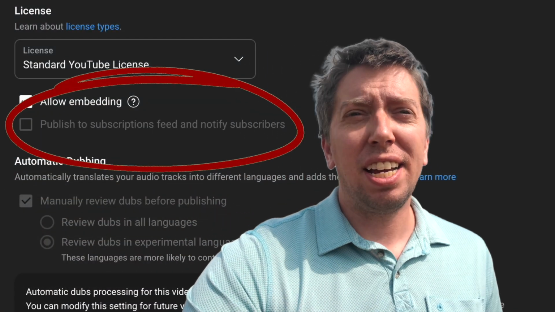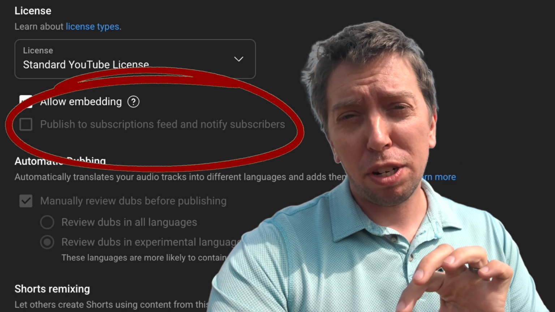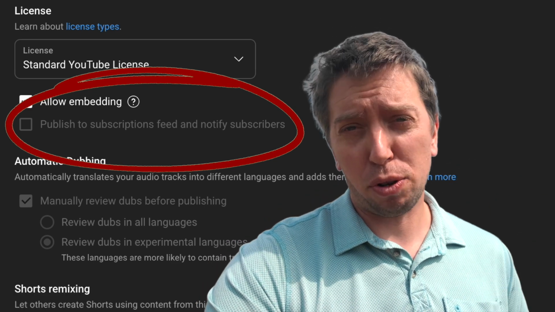And so if this is the case for you, here is the setting that is the most important one and why. And it's this setting right here. It's the one that says publish to subscription feeds / notify subscribers. Basically, the way I like to think about this box is that this is going to push it out primarily to your subscribers and into that little box thing that says subscriptions off to the left side.